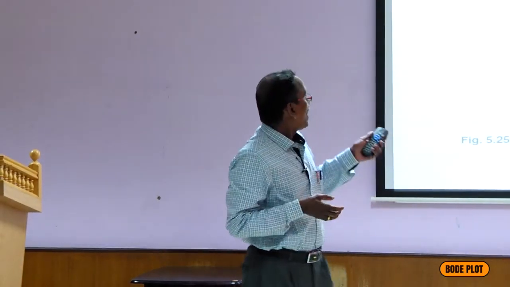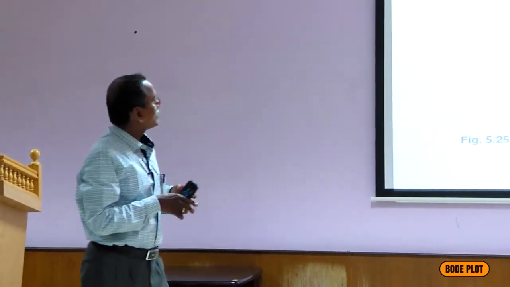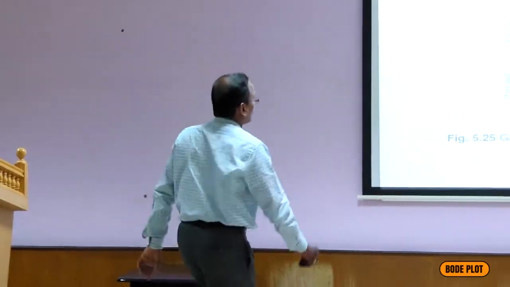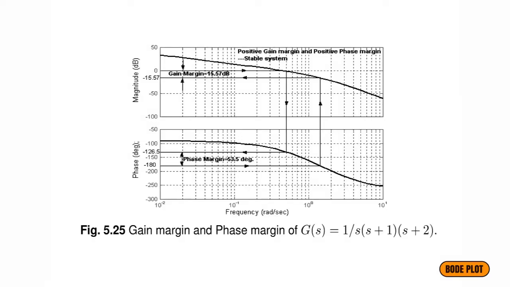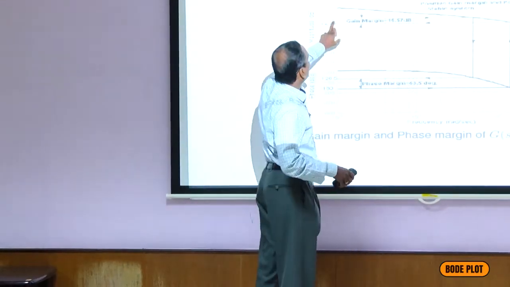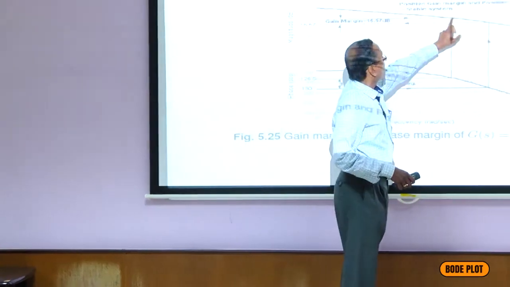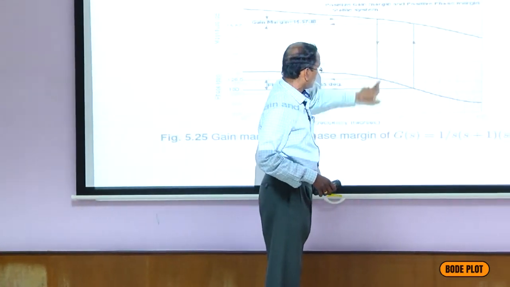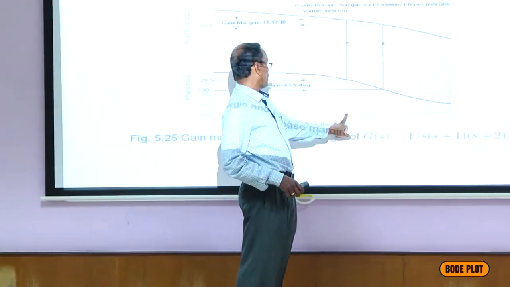That is in the polar plot. Here we have to consider the same thing, where we have seen the gain crossover frequency, where it crosses magnitude 1. Here log 1 equals 0. Therefore, at 0 dB, what is the frequency we have to see?